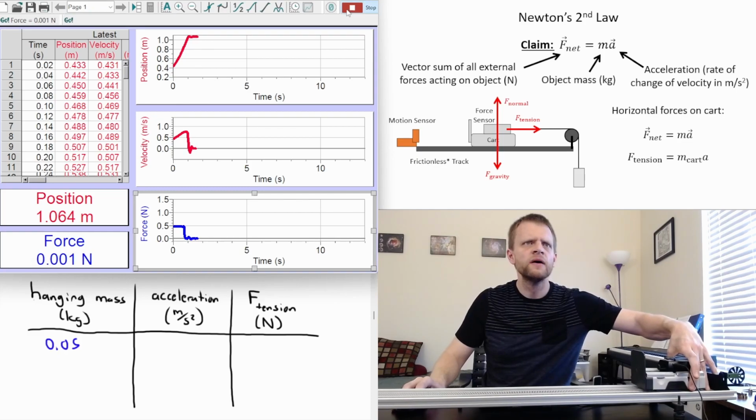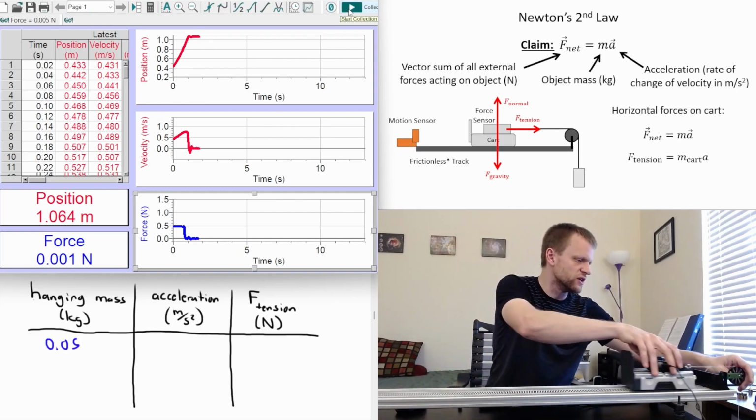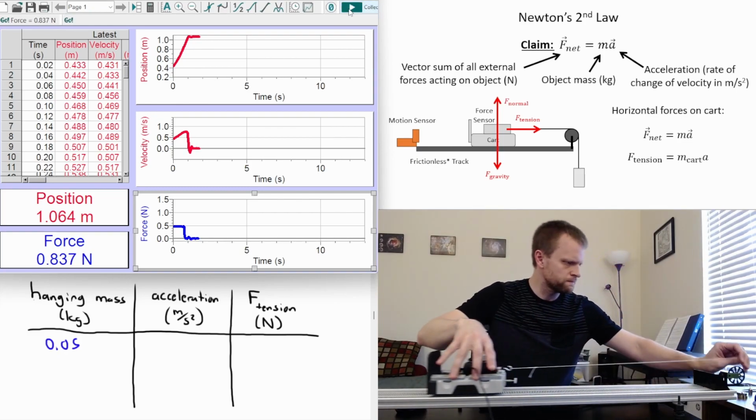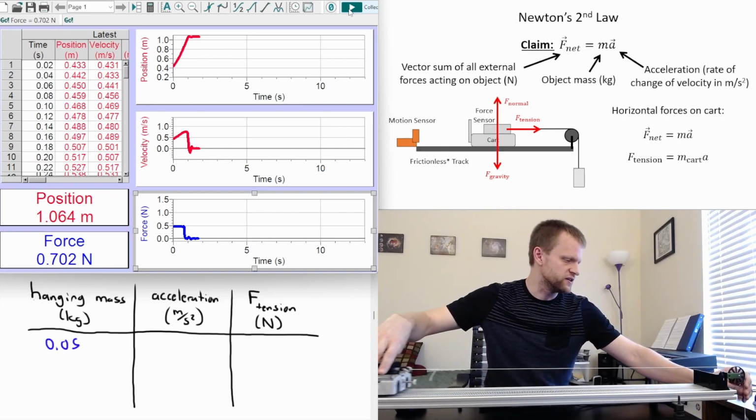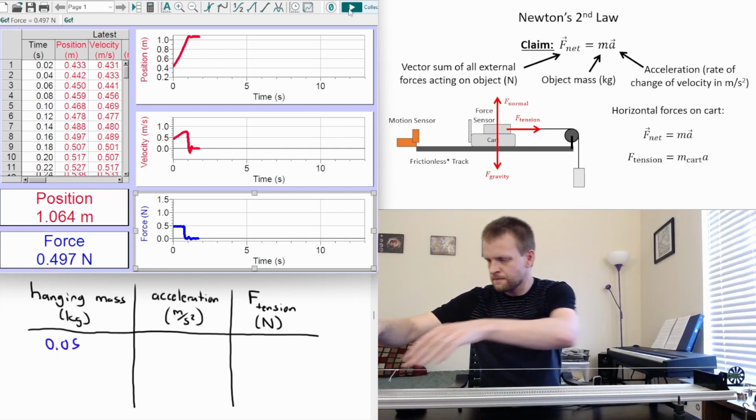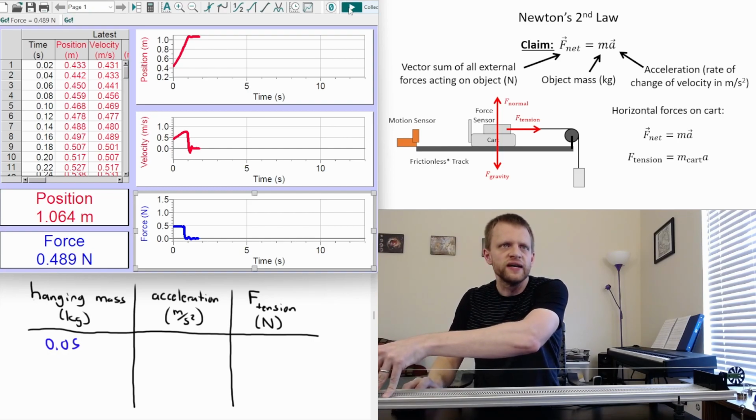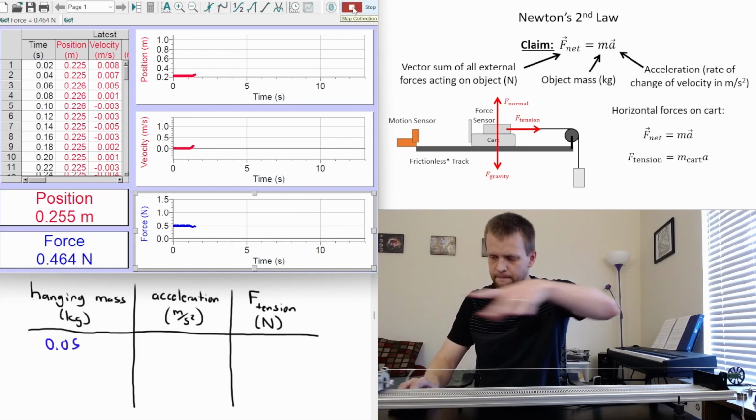I think I started the sensor a little bit late, so let me try that one again, because I want to be able to get the full set of data. Let's try that again, and I'll wait until all the sensors are actually started before I let the cart go. So here we go. 3, 2, 1.